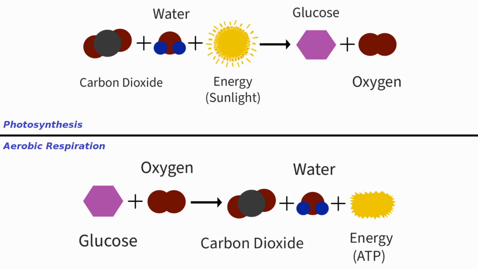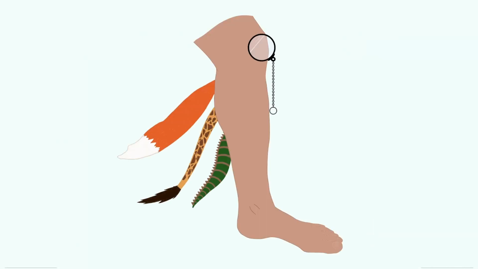In this episode, we're going to memorize the reactants and products for both photosynthesis and aerobic respiration, and we're going to do all that with a pair of mnemonic stories. Mnemonic Tales.